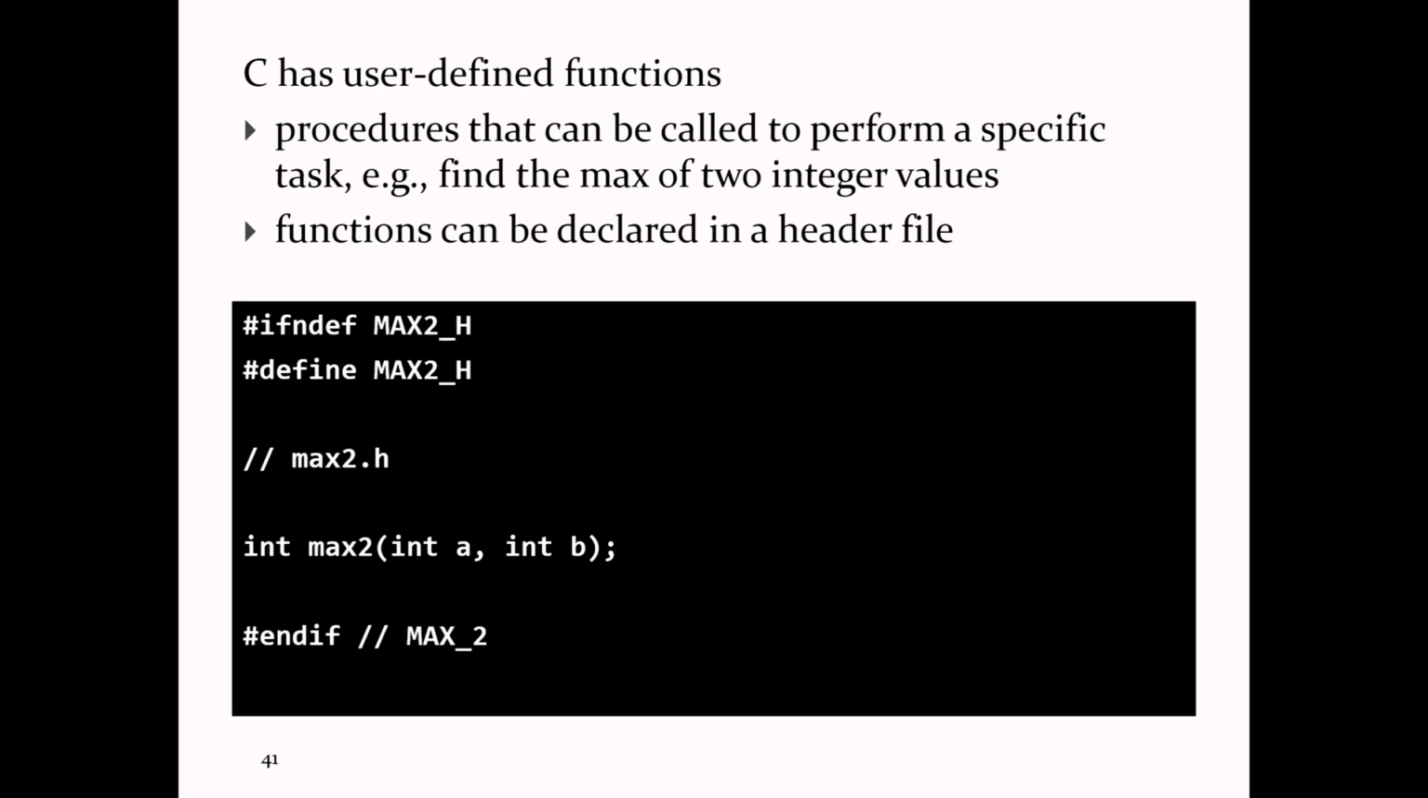Anyway, sorry. In your header files, you declare your functions, but you don't define them. So that's a forward declaration in C, or a prototype in C. So this is the function max2. It computes the max of A and B and returns the maximum value.